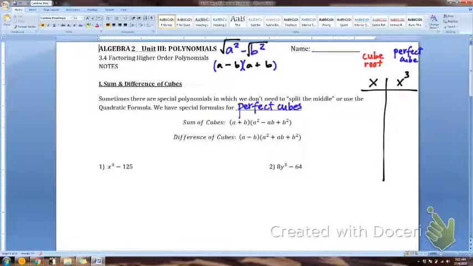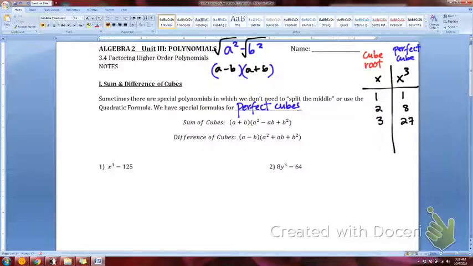If you don't know your perfect cubes, that's fine. I'll show you on your calculator how to find that and use that. If I say, what is 1 cubed? Well, 1 times 1 times 1 is 1. 2 cubed, 2 times 2 times 2 is 8. 3 cubed, 3 times 3 times 3 is 27. Now in your calculator, you're probably doing 3 times 3 times 3. Let me bring up the calculator and show you how you can easily do this.